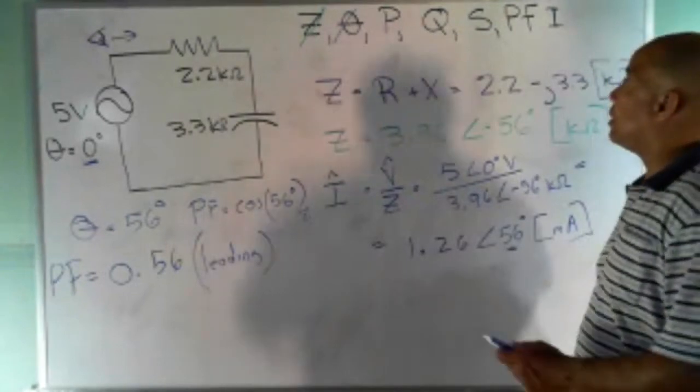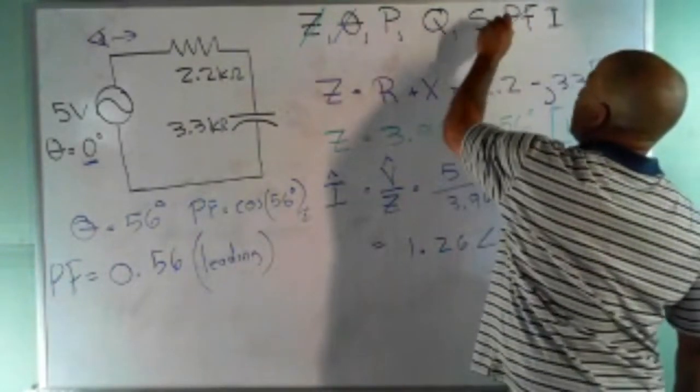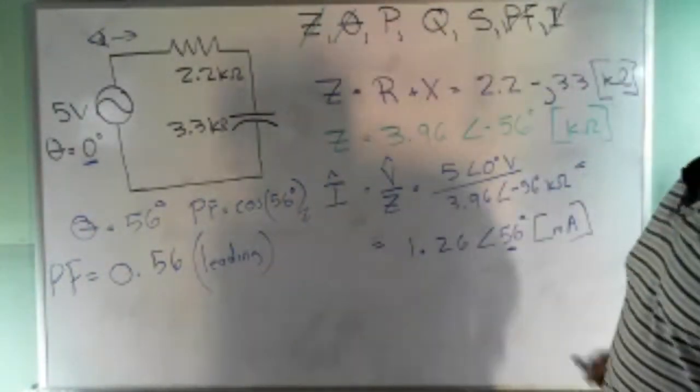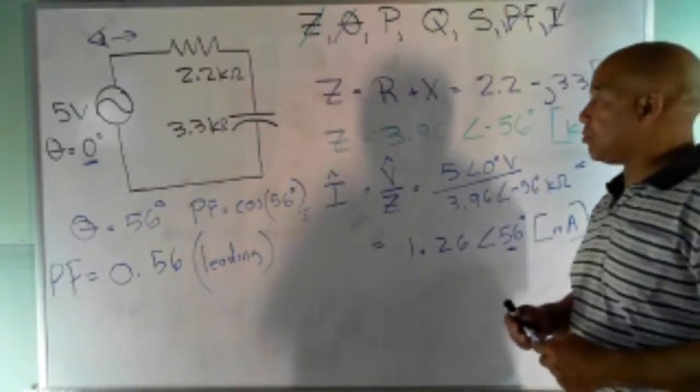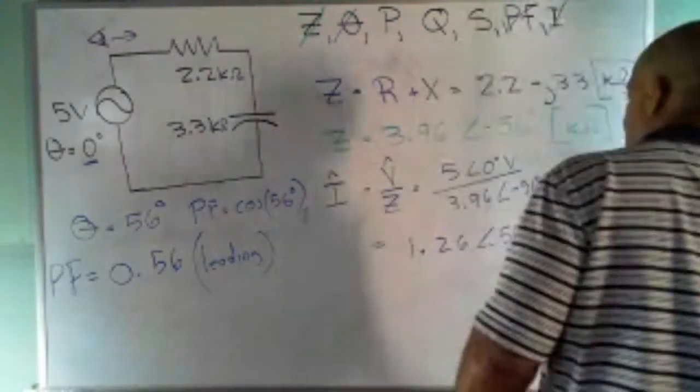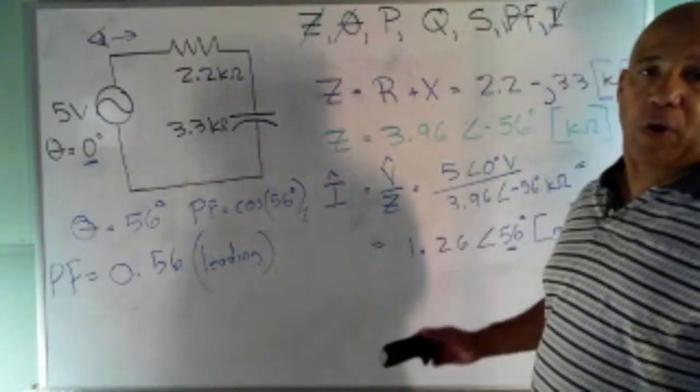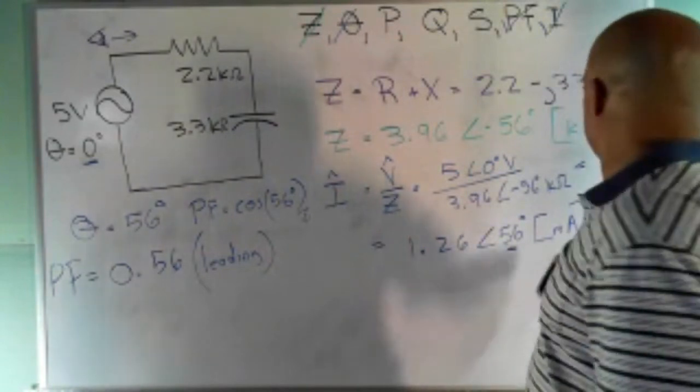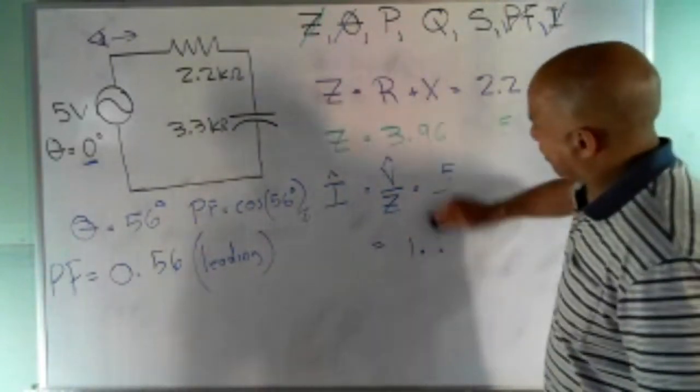So we got that one. All we have now is power, just power. That's pretty easy. When you do power, what you want to do is work off the power triangle. So let's put the power triangle up there.